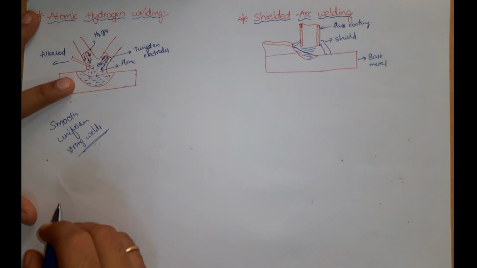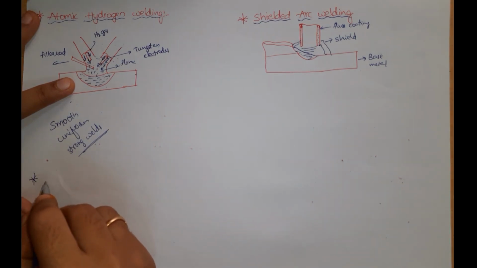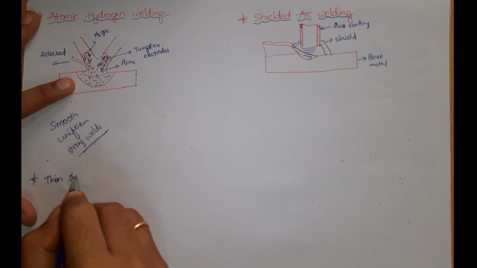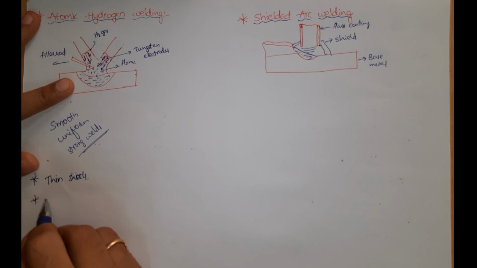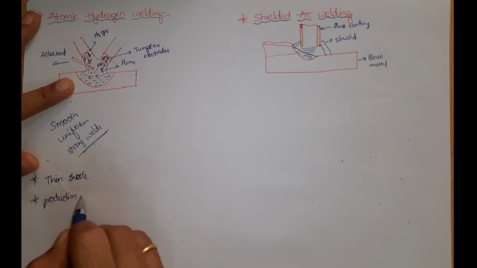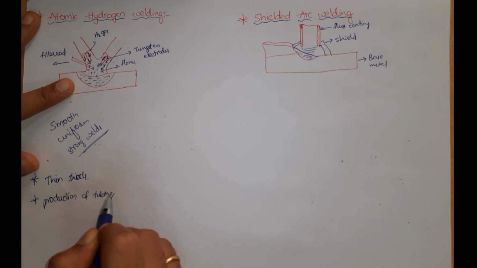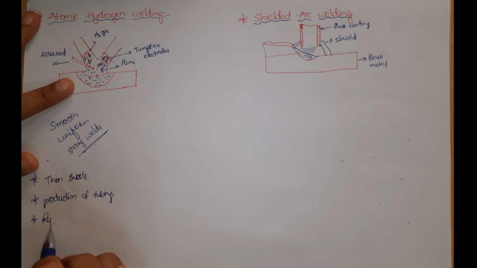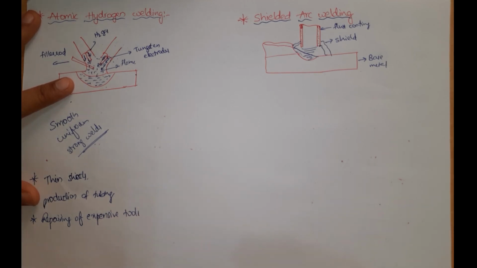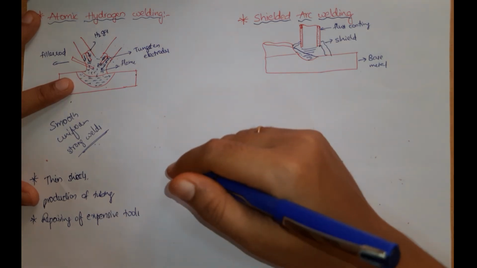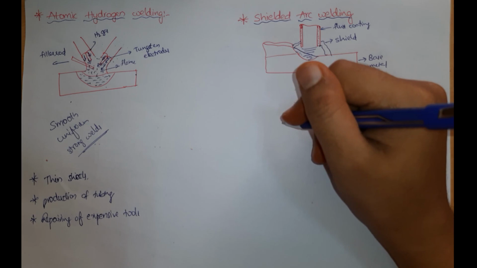So the applications are welding of thin sheets, production of tubing, and repairing of expensive tools. So these are some common applications of atomic hydrogen welding. The next is shielded arc welding.